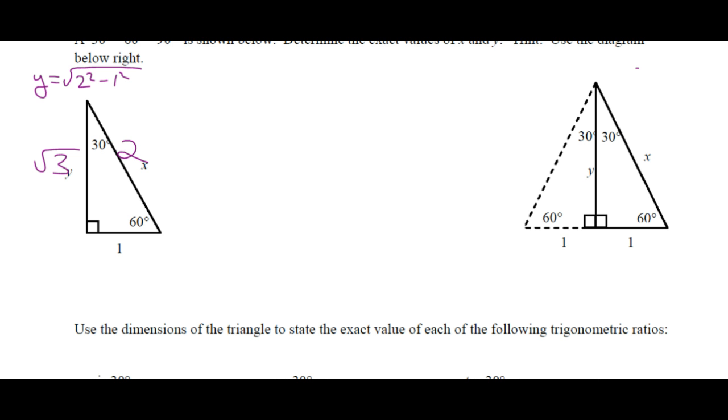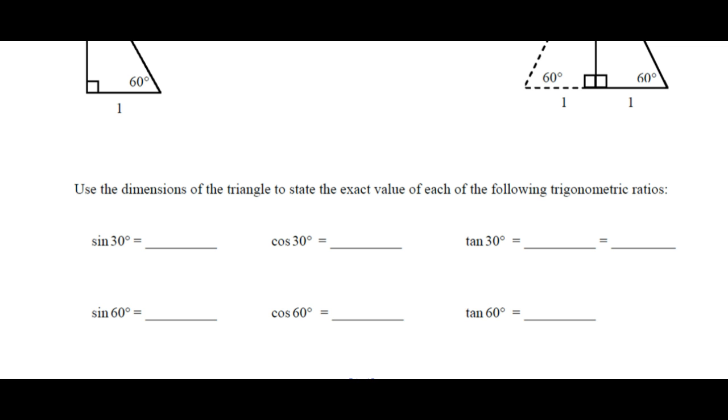What's the sine of 30? 1 over 2. What's the cos of 30? I don't like root 3. Yeah, root 3 over 2. What's the tan of 30? One over root 3, or root 3 over 3, yeah.